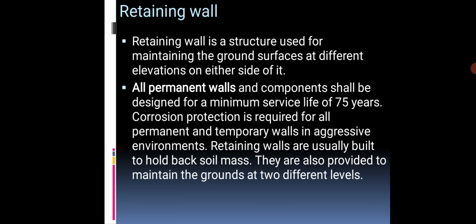Next one, retaining wall. A retaining wall is a structure used to maintain the ground surface at different elevations on either side of it. All permanent walls and components should be designed to a minimum service life of 75 years. Corrosion protection is required for all permanent and temporary walls in aggressive environments. Retaining walls are usually built to hold back a soil mass. They are also provided to maintain the ground at two different levels.